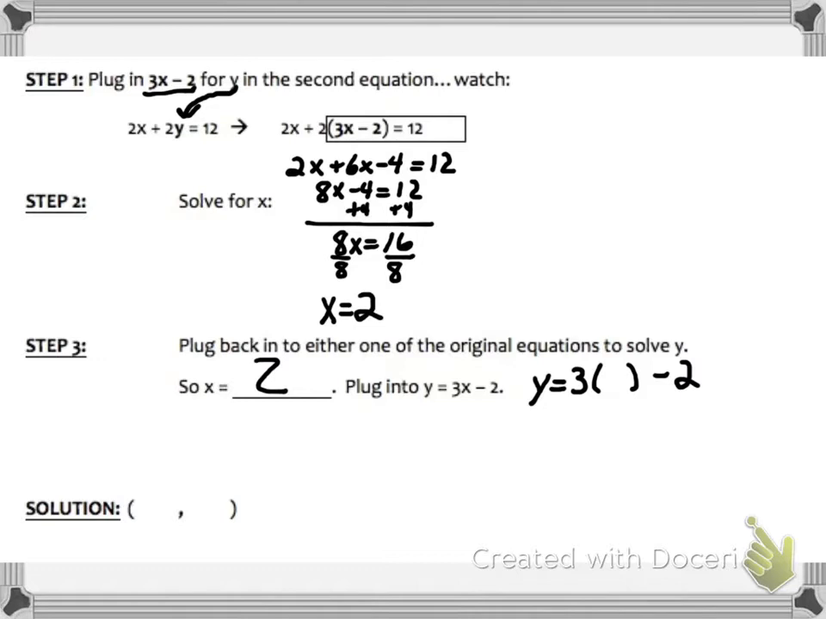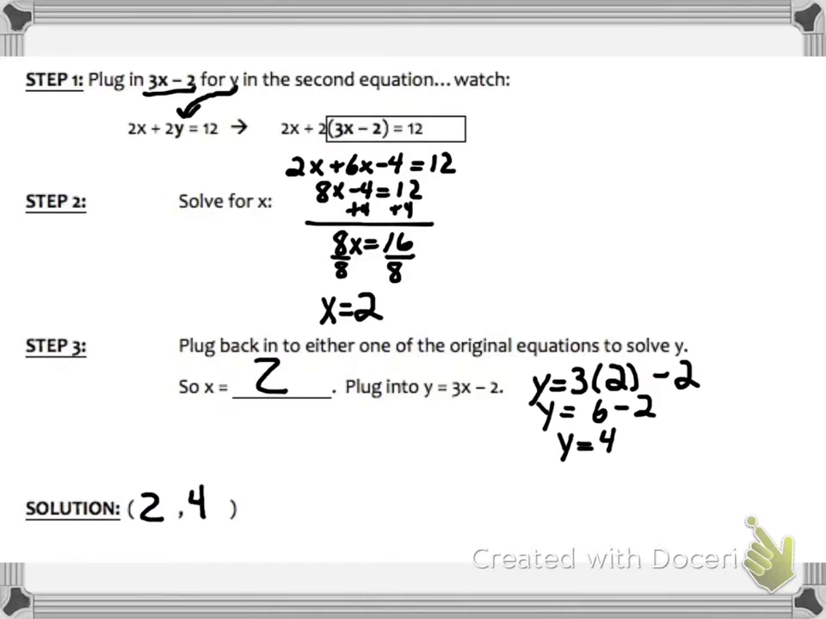I'm going to plug into the y equals 3x minus 2, and I have y equals 3 times, well, my x value is 2, so I'll plug it in. And 3 times 2 is 6 minus 2, y equals... So I should get that y is equal to 4. My solution then, the point at which these two lines intersect each other or are the same, is when my x value is 2 and my y value is 4.